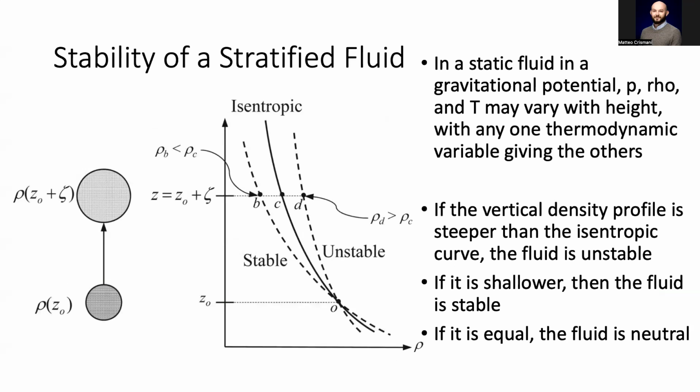That says stability of a stratified fluid. So what you're seeing here is a static fluid, gravity's down, and rho, which is the density, P, which is the pressure, and T, which is the temperature, can vary with height. That's pretty standard. Give me an example of where this happens.